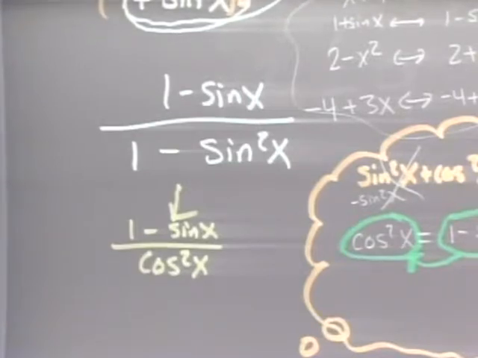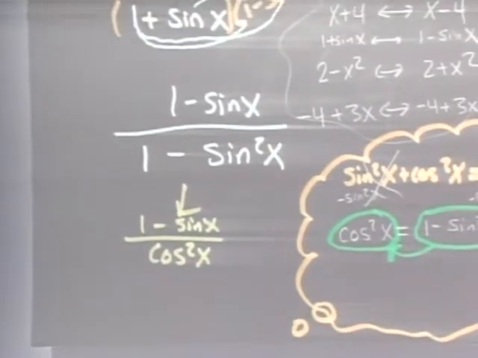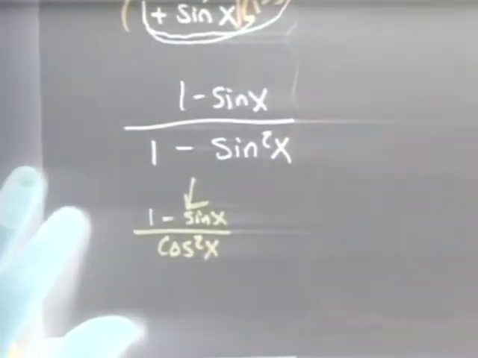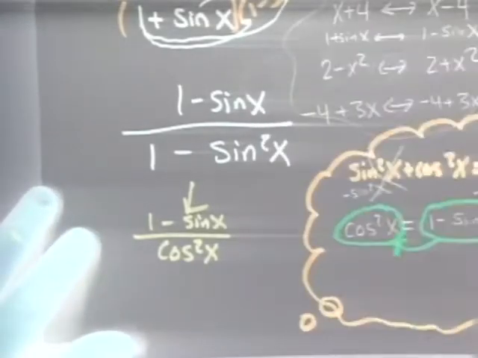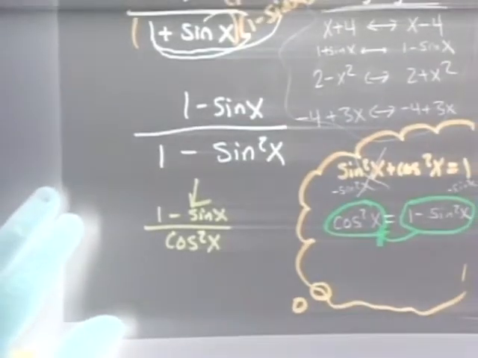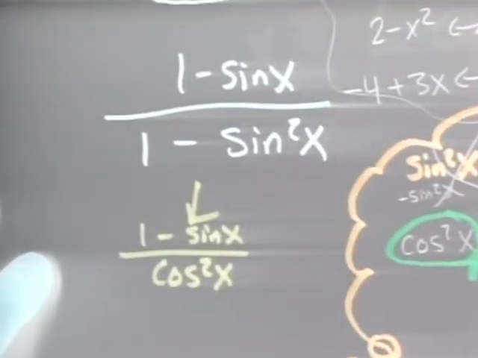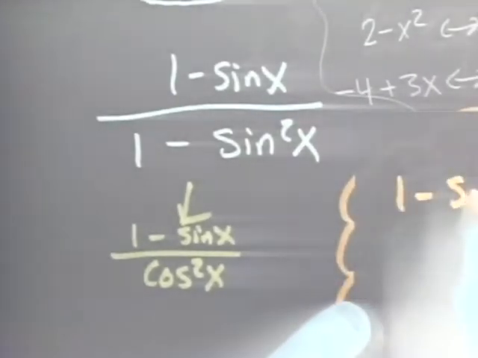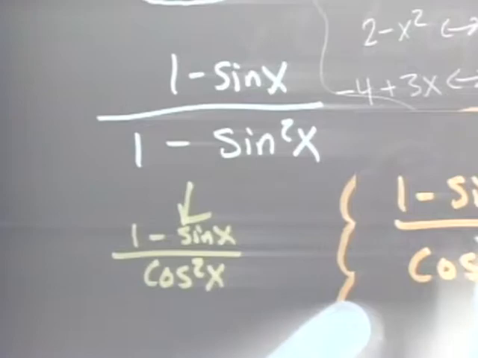All right, now where can we go from there? We can go a few places. Let's see. The goal is to get this to not be in a fractional form. So I'm going to go ahead and write this again. 1 minus sine x over cosine squared x, like that. There's a few different ways we can do it.